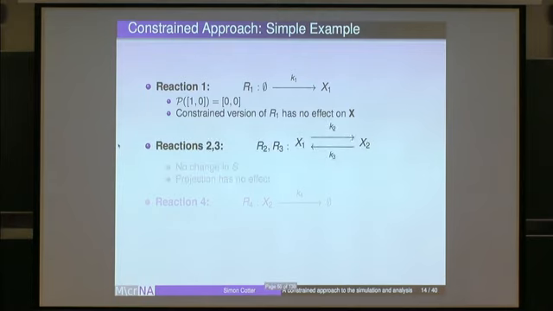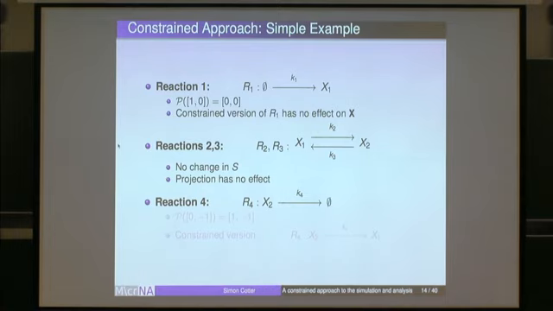Now, reactions 2 and 3 are very similar. They don't change the slow variable in any way, and that means that when we do this projection to them, it doesn't alter these reactions at all. So these reactions are completely unaffected by this projection. The interesting bit comes when we look at this fourth reaction, R4.